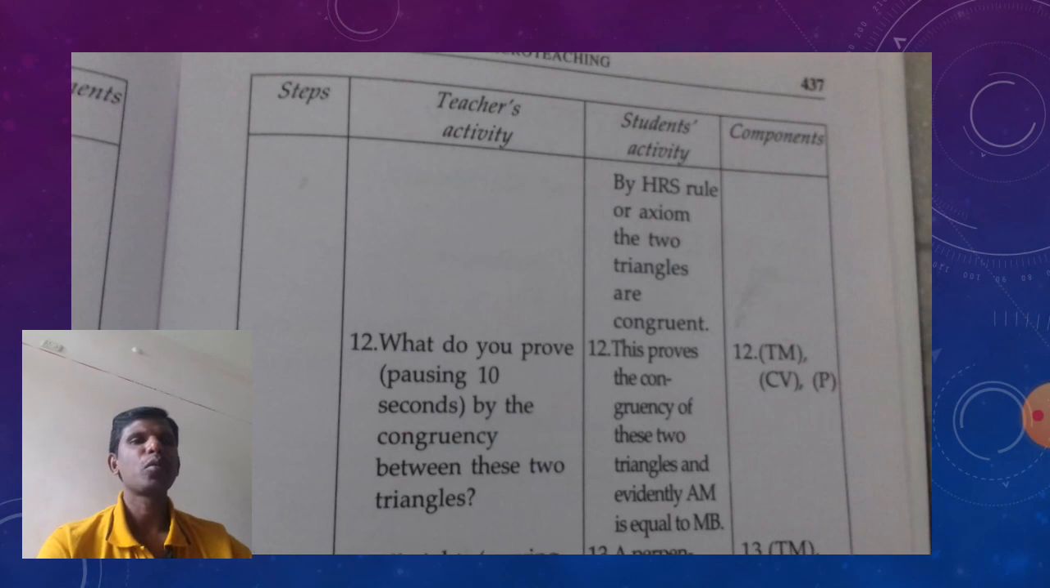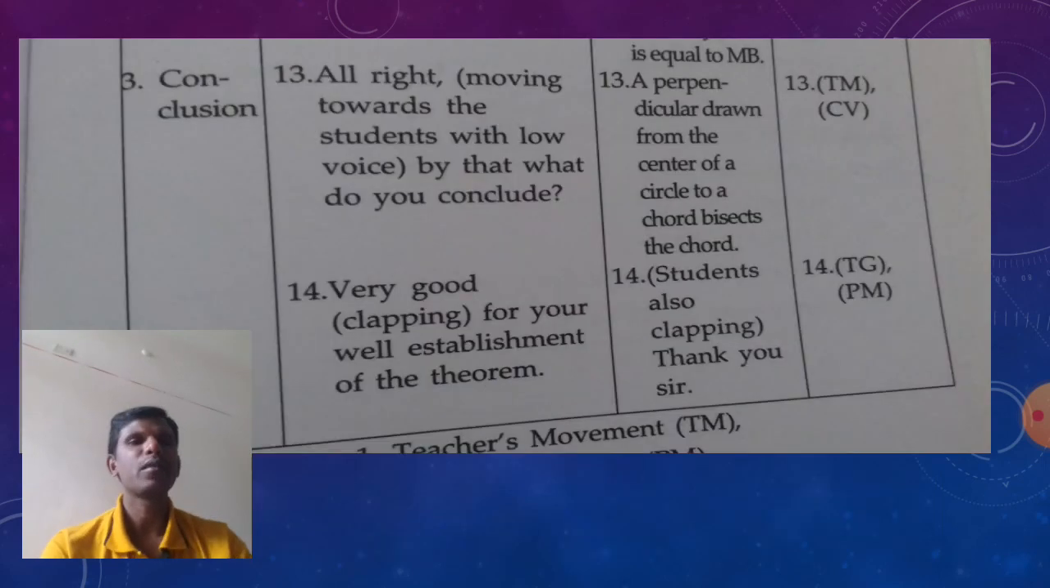So what do you prove? Pausing 10 seconds, we should wait for some time to conclude the theorem. What do you prove? Pausing 10 seconds, by the congruency between the two triangles, this proves the congruency of these two triangles, and evidently AM is equal to MB. The teacher movements, change in voice and pause, we have to maintain all these things. We have to conclude like this.